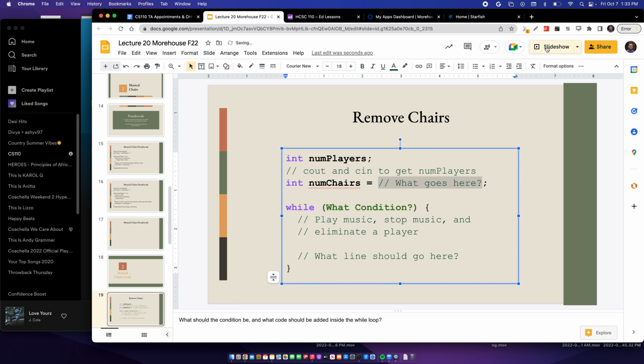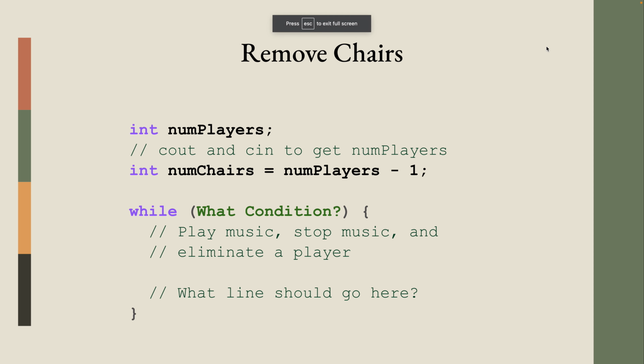Sorry, I realized I had it on the slide. So num chairs is equal to num players minus 1. And then in terms of num chairs, what's the condition that we want? While num chairs is greater than 0, because if there's still 1 chair, we still want to play for the final round.